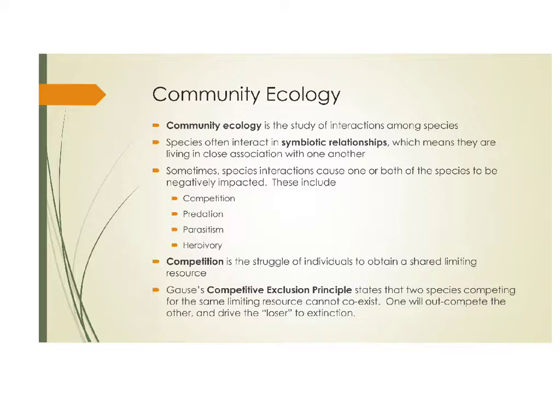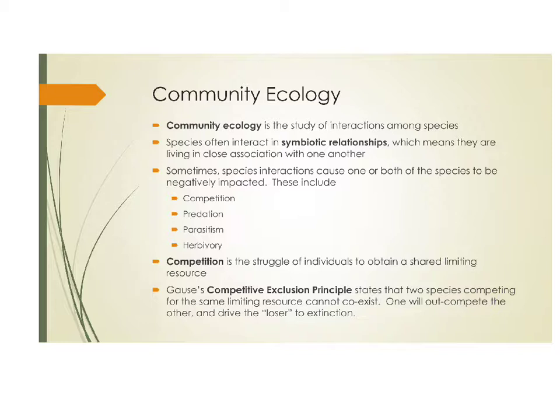Species often interact in symbiotic relationships. We've talked in the past, and you learned in biology, types of symbiosis, and we're going to talk a little bit more about those later. But basically here we're talking about relationships in which organisms are living in close association with one another. Sometimes species interactions can cause one or both of the species to be negatively impacted. These types of interactions include competition, predation, parasitism, and herbivory, which is probably something that you haven't discussed before in terms of negative species interaction.